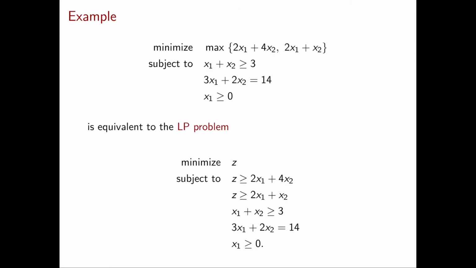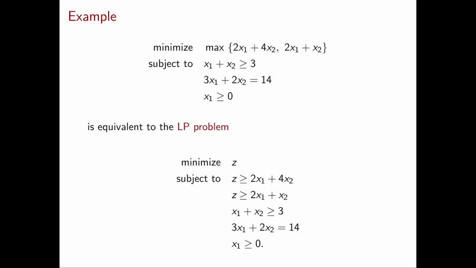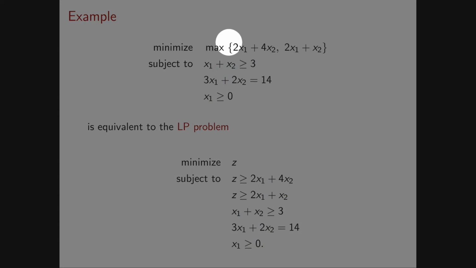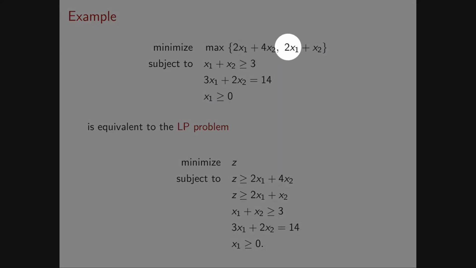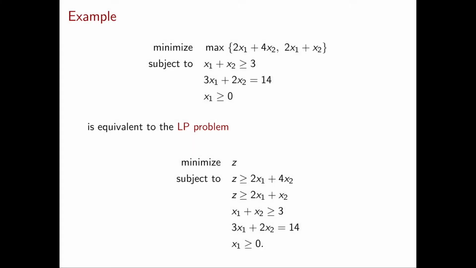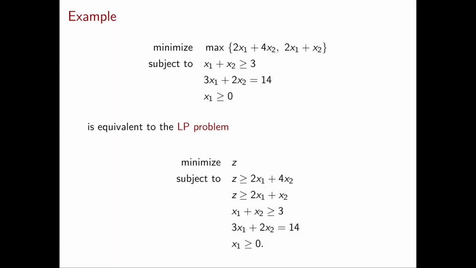Let's see an example. Here we are minimizing our piecewise linear convex function, which is the max of two linear functions, subject to a number of linear constraints. So the idea once again is to replace the max with z, and z should be greater than or equal to both the functions in the max. So here they are: z greater than or equal to 2x1 plus 4x2, and z greater than or equal to 2x1 plus x2, while the other constraints remain unchanged.